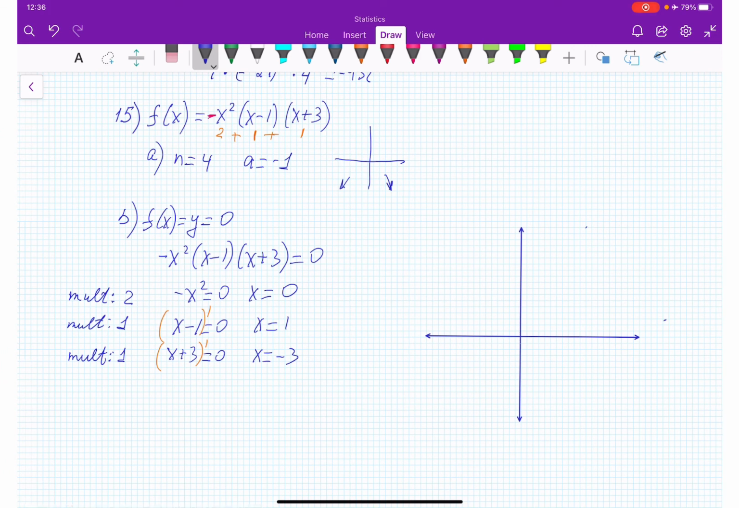Okay, what do we have? End behavior is down, so we have the x-intercepts 0, positive 1, and negative 3. At negative 3, it's going to be crossing. At positive 1, it's also going to be crossing because multiplicity is 1 and end behavior is down.